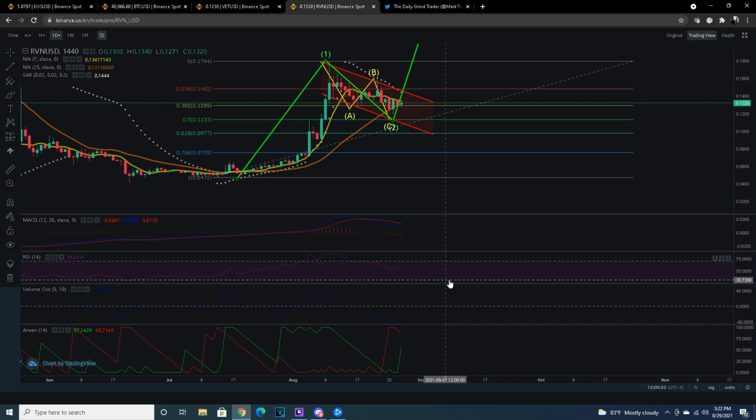The big indicator that I need to change is the volume oscillator. Volume needs to come up. We need volume to push this. I mean, this volume is way down, like negative 40 on the oscillator. So very low volume right now, which typically happens during a consolidation period.